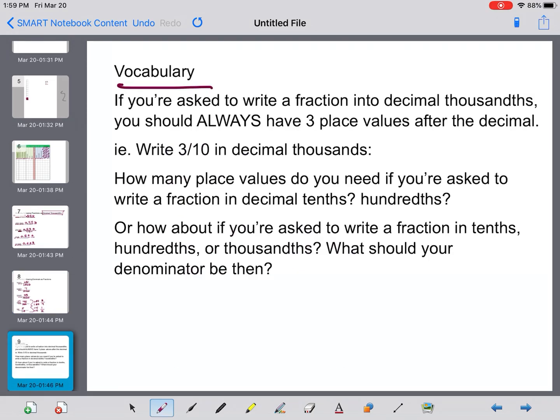Okay, so some vocabulary that I said I would talk about a little bit later. If you're asked to write a fraction in decimal thousandths, you should always have 3 place values after the decimal. So decimal thousandths would always look like this. 3 tenths in decimal thousandths would look like this. Okay, so how many place values do you think you would need if you're asked to write a fraction in decimal tenths or decimal hundredths? Take a minute to think about that, and if you need to pause the video to think, that's totally fine.